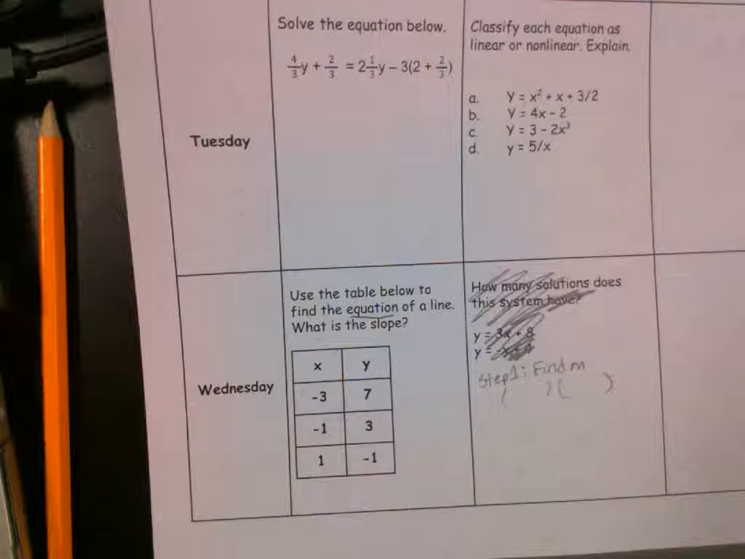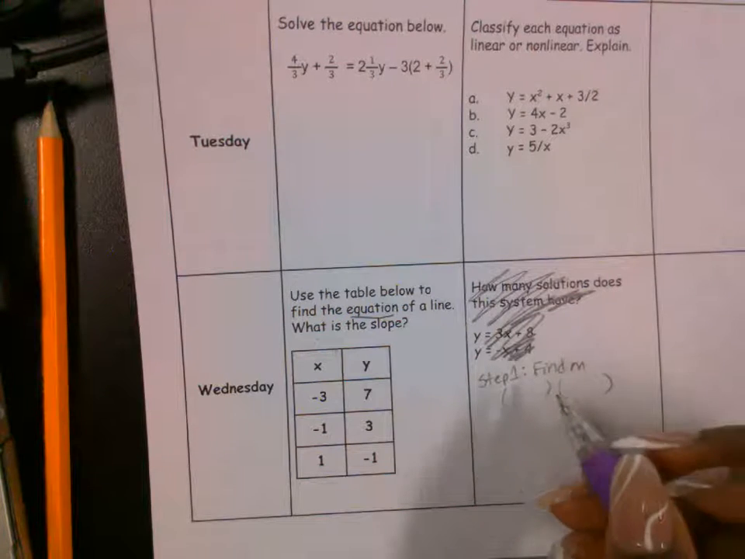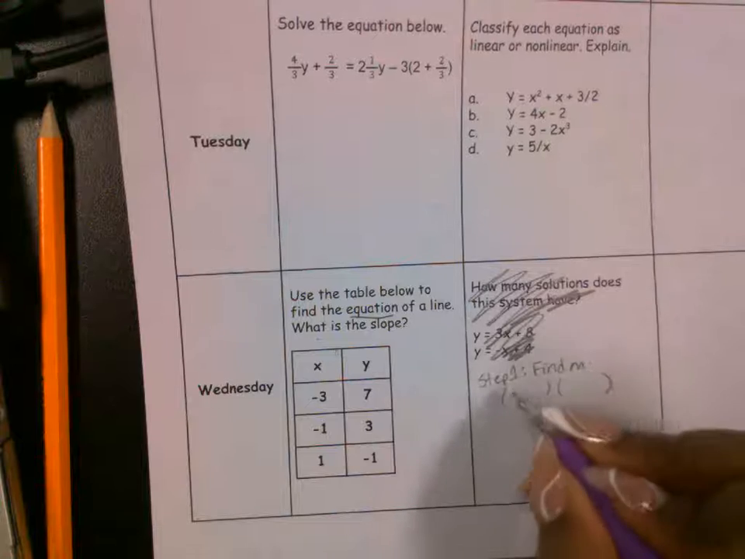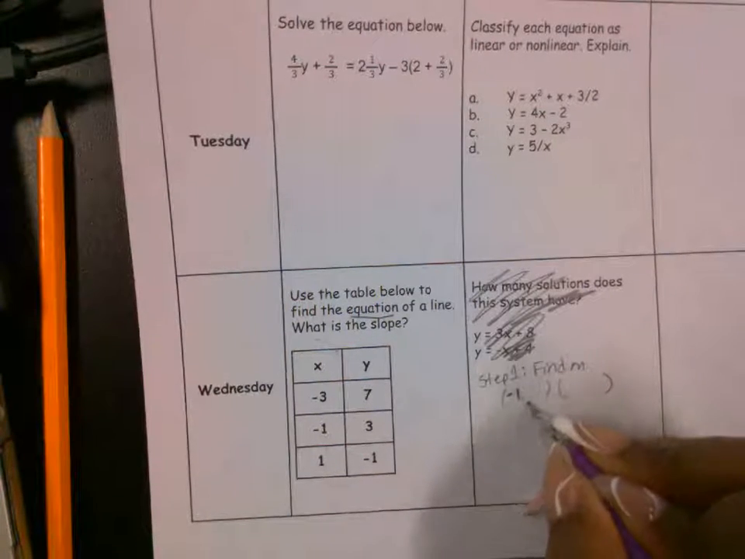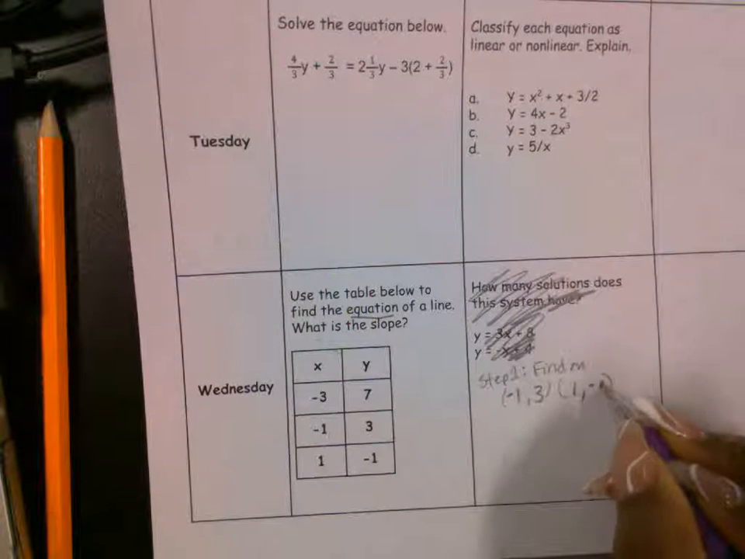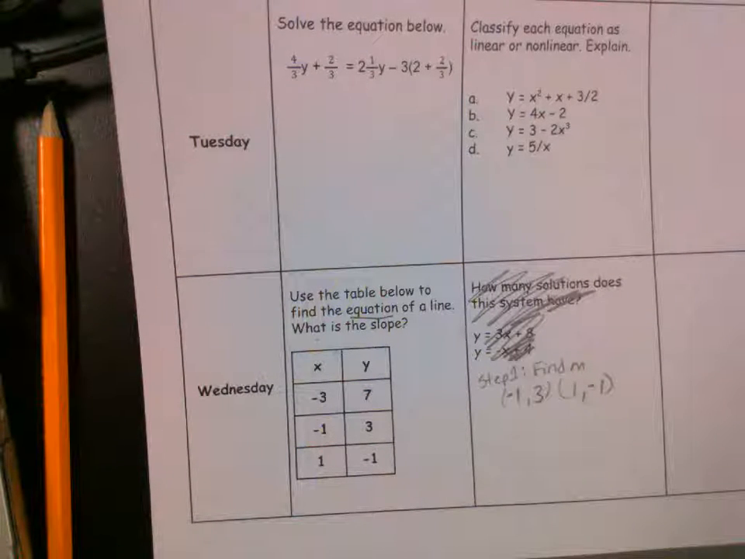Okay. Which 2 points do you feel is going to be the easiest to use so that we can calculate the slope? Chloe? Okay. You want to use the first point and the second point, or the second and the third? The second and the third. Okay. -1, comma 3. And then let's use 1, comma -1, because these numbers are smaller. So let's use these to find the slope.